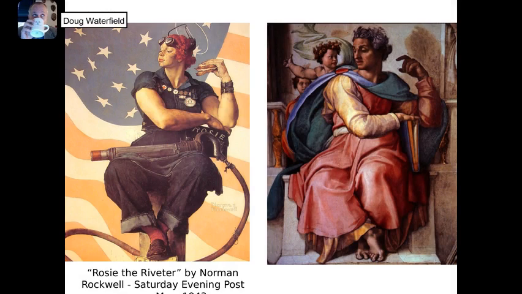Beloved illustrator Norman Rockwell also used Michelangelo's image of the prophet Isaiah as a model for his image of Rosie the Riveter from his cover painting for the Saturday Evening Post from 1942, as you can see here.